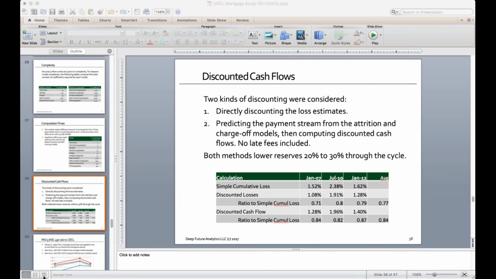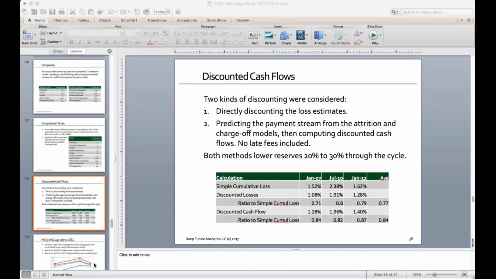Now, the next item to look at are discounted cash flows. And here I mentioned that there are different approaches we can use. Someone with a finance background will assume that a discounted cash flow model is where you predict the expected principal and interest payments going forward. Predict those monthly, use the effective interest rate of the loan in order to discount them back to get a net present value relative to the current outstanding balance.